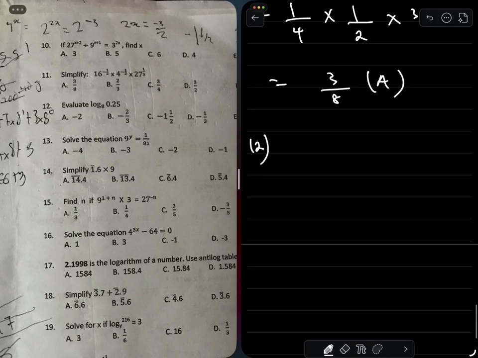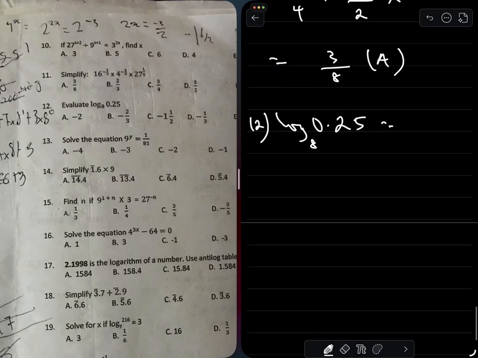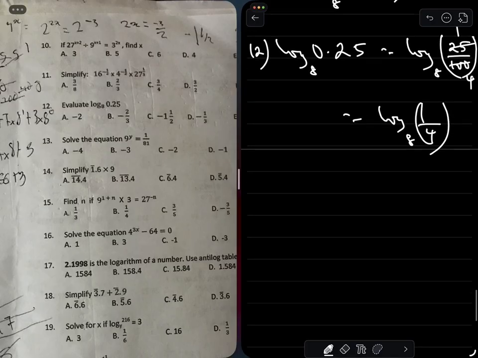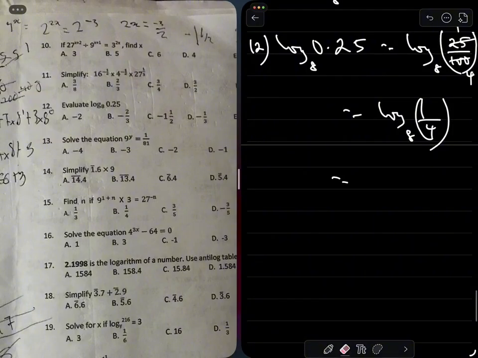Now number 12, what does that say? Evaluate log 0.25 to base 8. 0.25 means 25 over 100, and that simply means 1 over 4. That means log 1 over 4 base 8. We're not cross multiplying anything.